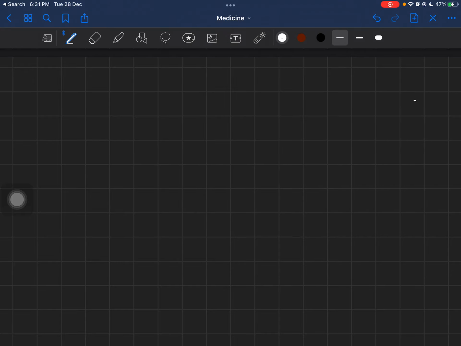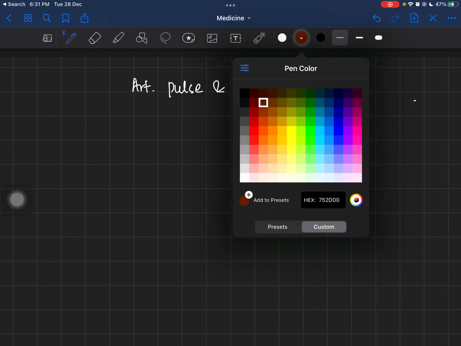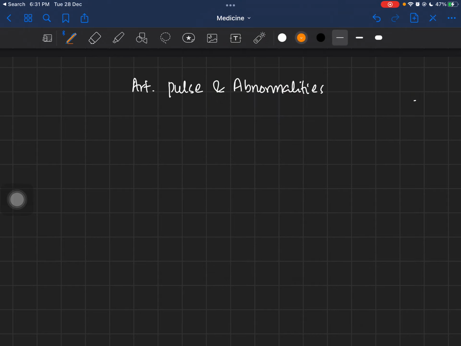Hello everyone, in this video we are going to understand the different types of pulse and arterial pulses and their abnormalities. So let us begin with making the diagram of a normal pulse. A normal pulse wave would be something like this.